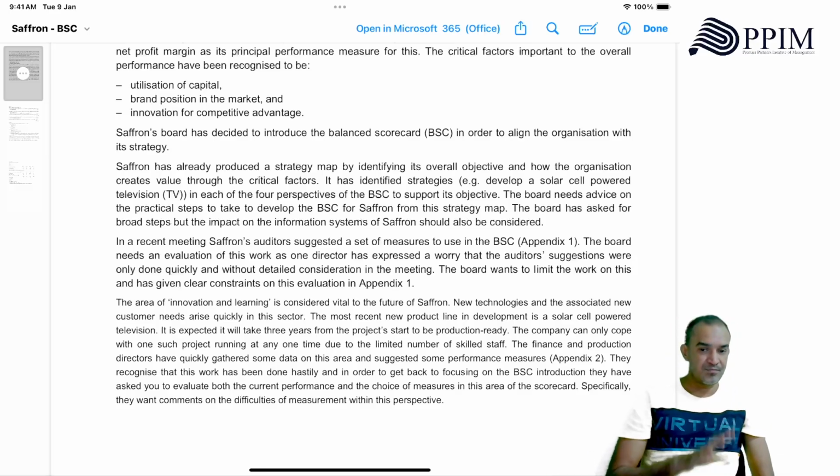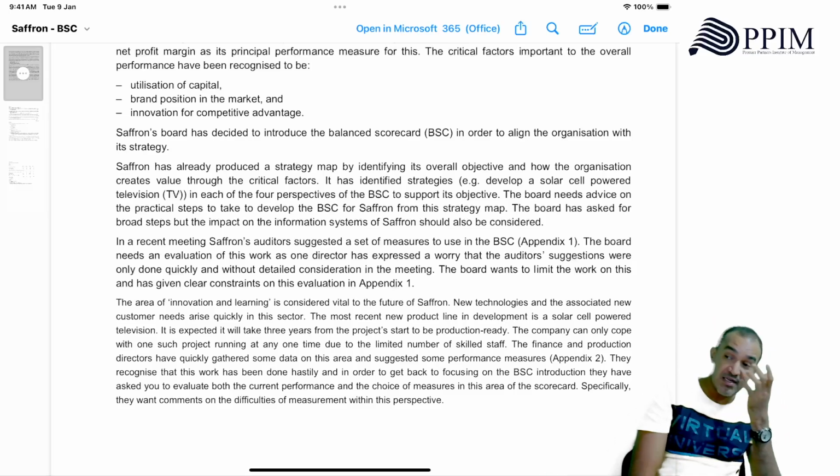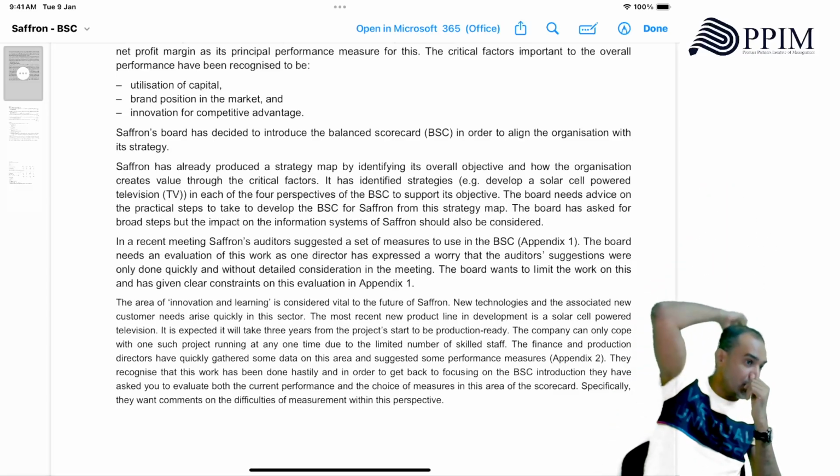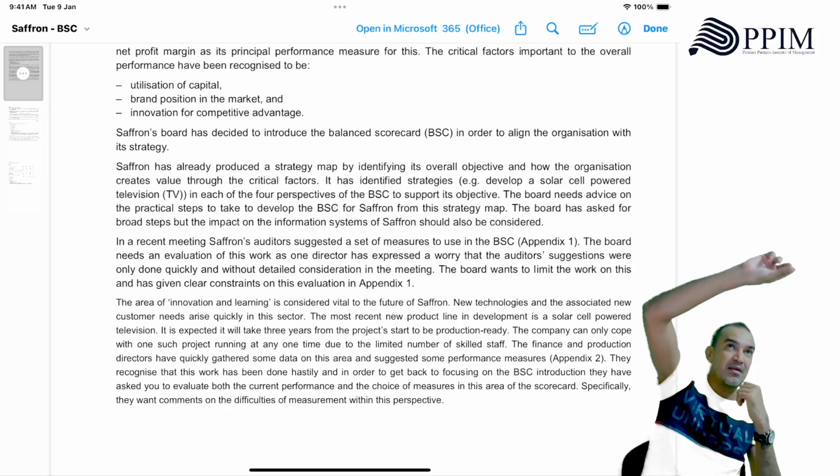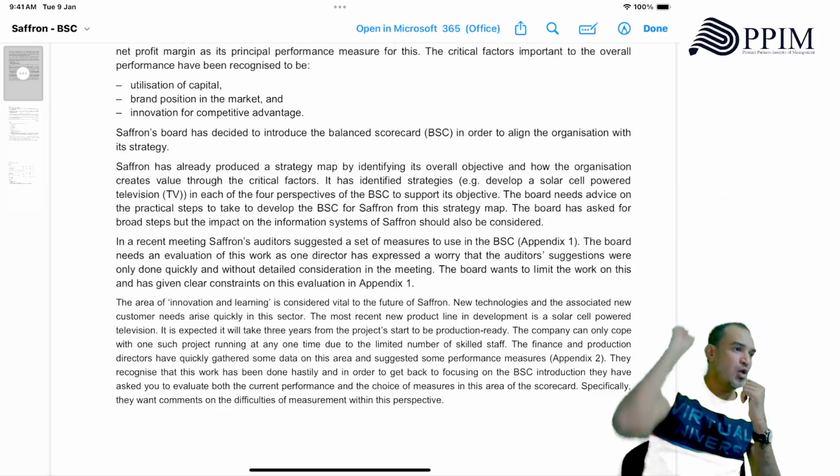Right. Now look at the first one. Utilization of capital. Under which perspective will you cover that? Financial. Utilization of capital: how money invested is being used.